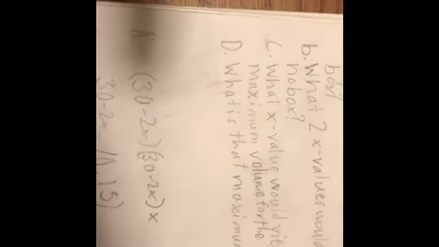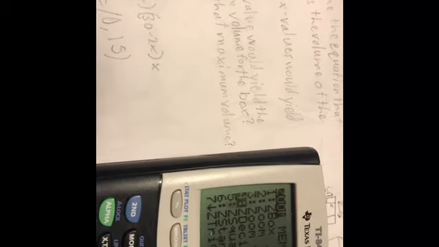For C, it asks what x value would yield the maximum volume of the box. For this, what I like to do is take out my calculator, plug in the equation 30 minus 2x times 30 minus 2x times x, go to graph. I just did zoom fit to get my graph. Then what you do is go second trace, go to maximum, then you want to bring your cursor to the left side of the graph, hit enter.